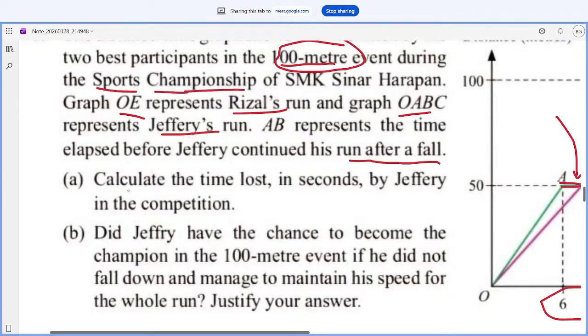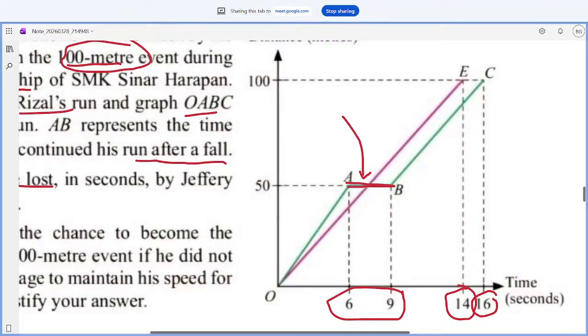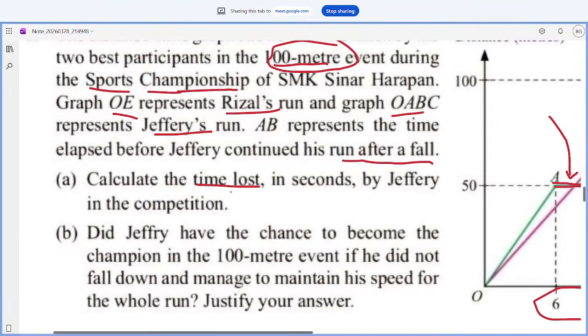So now part A. Calculate the time loss in seconds by Jeffrey in the competition. Time loss, berapa masa yang dia hilang? So kat sini lah 3 saat. Okay, 3 seconds he lost because he rested. Okay, so 3 seconds.